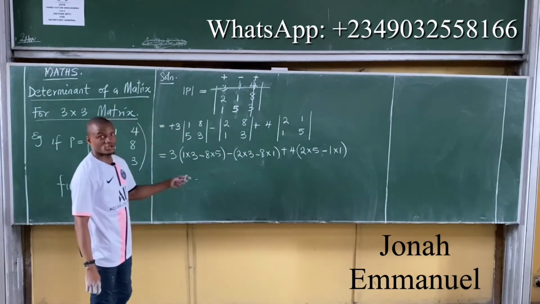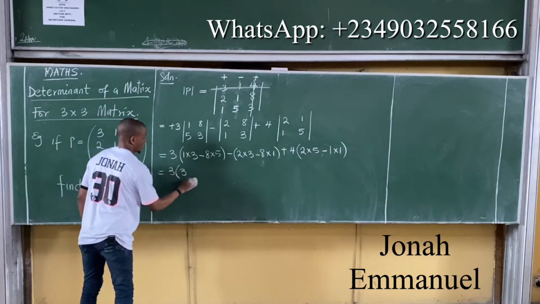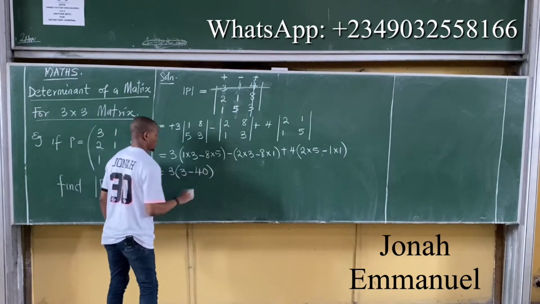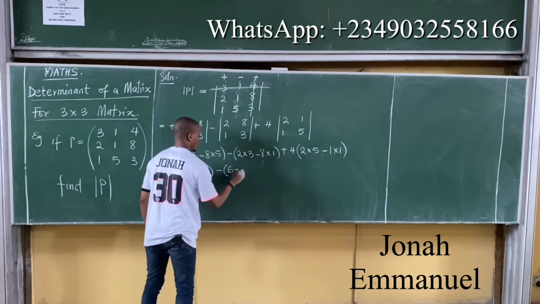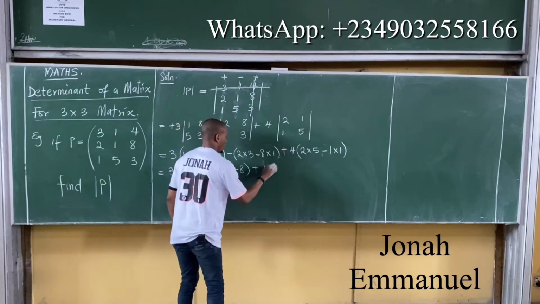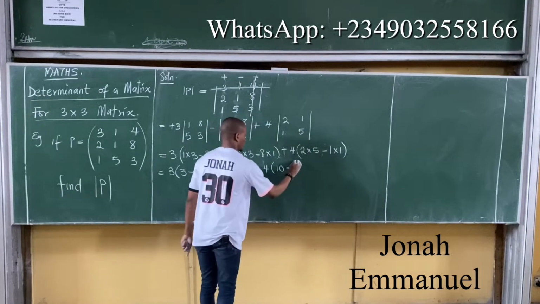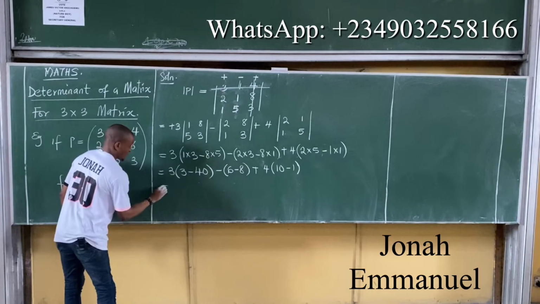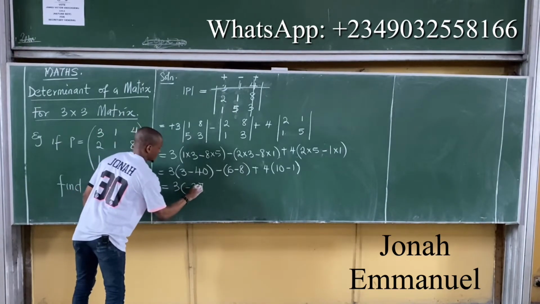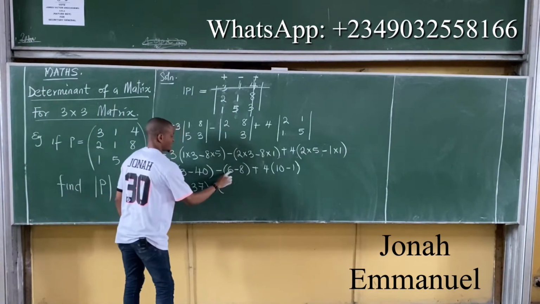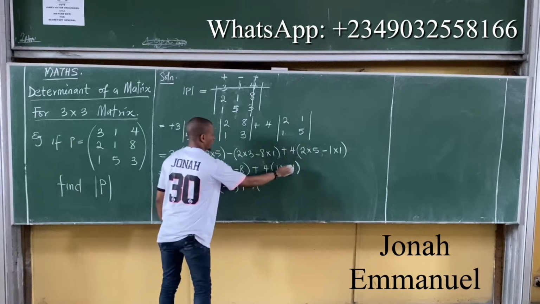Alright, try to solve this. What do you have here? This is now equal to 3 into 1 times 3 is 3, minus 8 times 5 is 40; minus 2 times 3 is 6, minus 8 times 1 is 8; plus 4 into 2 times 5 is 10, minus 1 times 1 is 1. So 3 into 3 minus 40, minus 37; minus 6 minus 8, minus 2; plus 4 into 10 minus 1.